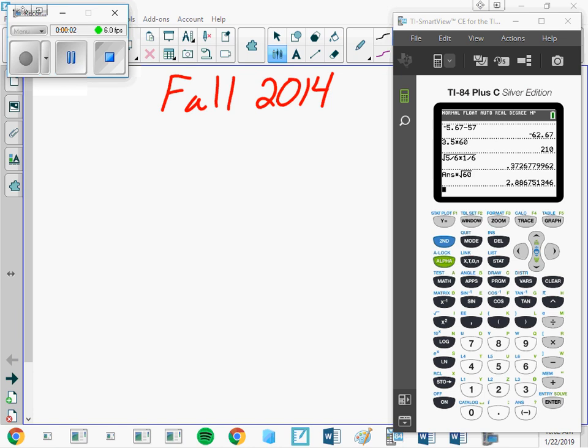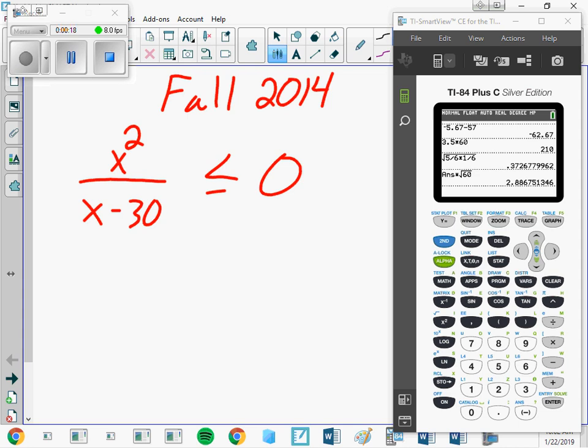Fall 2014 practice final, number one. I'm assuming you need some help with this one. It's kind of weird. It says x squared over x minus 30 is less than or equal to 0. So what if this just said equal to 0?